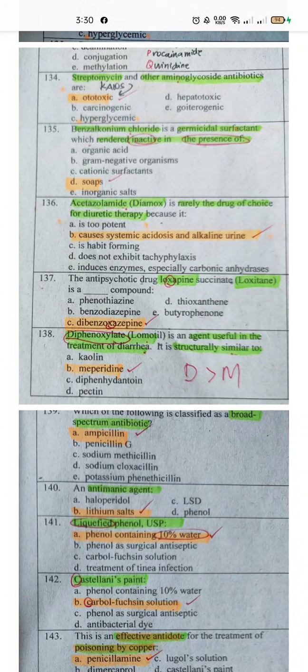141. Liquefied phenol USP is phenol containing 10% water. From the word liquefied, meaning meron siyang 10% na water. Phenol containing 10% water is your liquefied phenol USP. 142. Castellani's paint is carbol fuchsin solution. Your Castellani's paint is synonymous to your carbol fuchsin solution. Letter B.